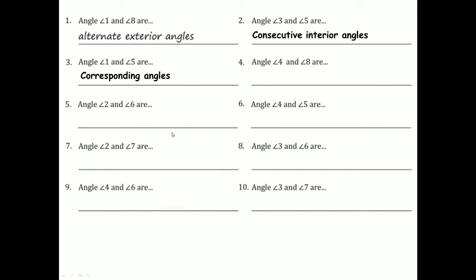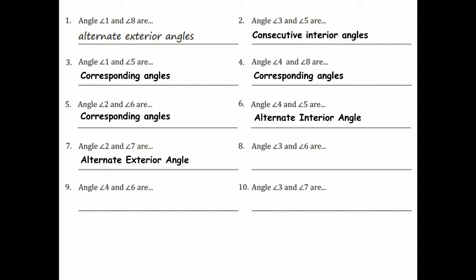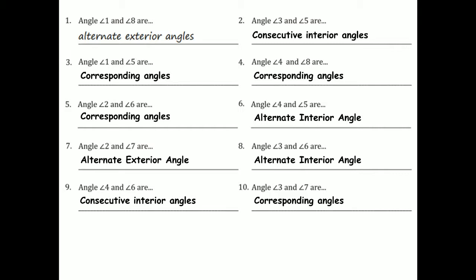Okay? Right? So here, I'm just going to give you the answers now. Just look at your review sheet to see each spot. 4 and 8 is your corresponding. 2 and 6 is your corresponding. 4 and 5 is your alternate interior. 2 and 7 is your alternate exterior angle. Angles 3 and 6 are your alternate interior angles. Angles 4 and 6 are your consecutive interior angles. 3 and 7 is your corresponding angle.